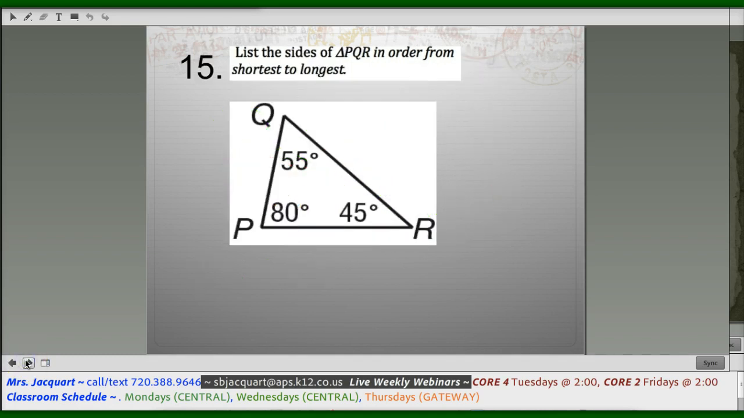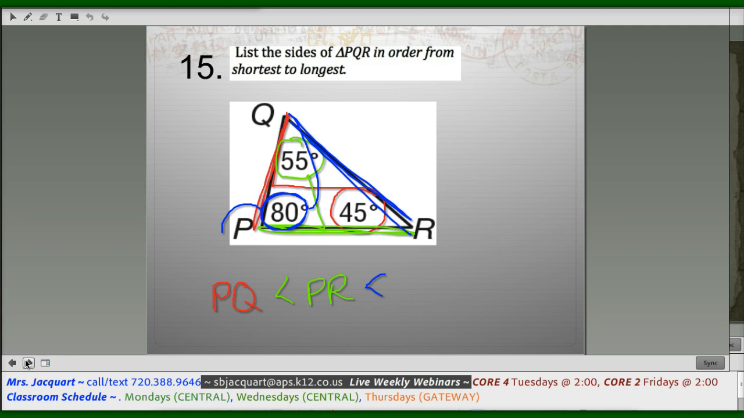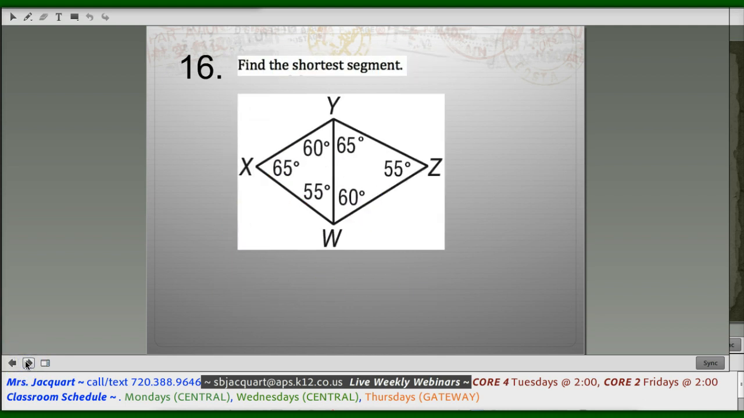Okay, you're done. Shortest side is longest side, so let's start similarly. Where's my shortest angle? So that's my shortest side. Go to the next one. 55 is my next angle, and its medium size is PR. And then we have angle 80, which is opposite QR. So QR is the largest side. Super cool.